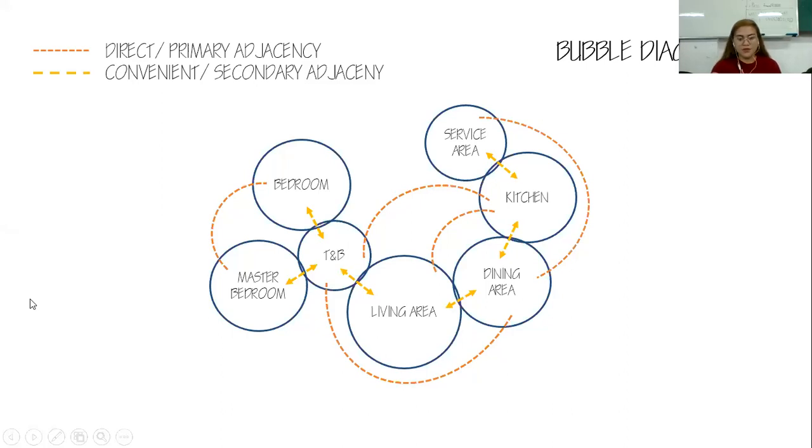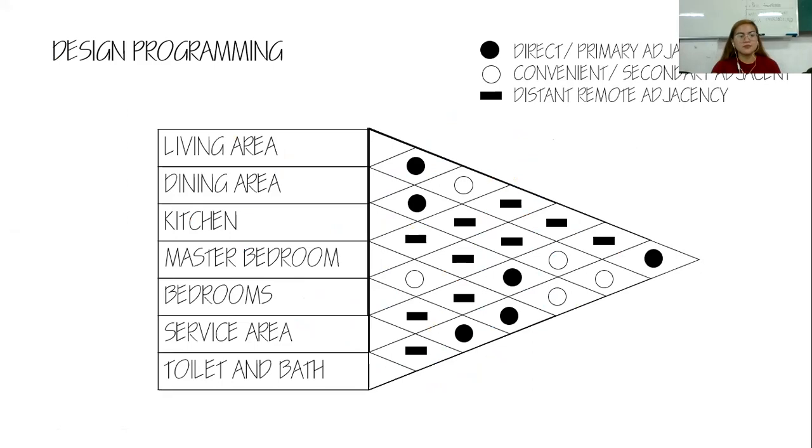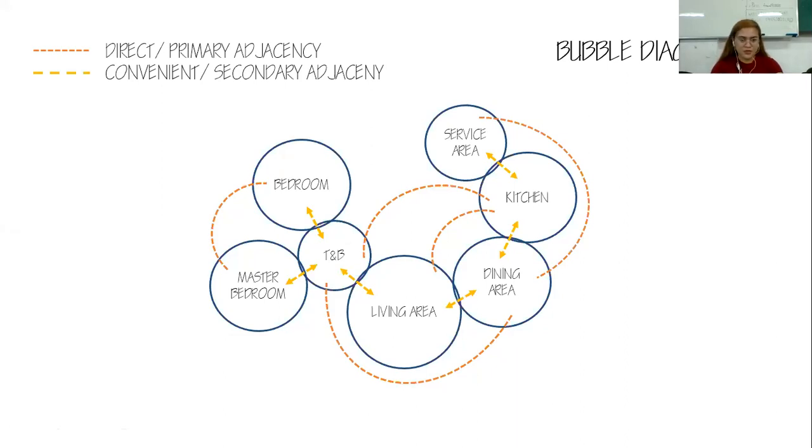Okay, so if we'll make a bubble diagram based on the design program that we have here, this is how it would look like. So basically, you have the spaces. It has spaces and a legend. The legend here is the functional relationship I was talking about earlier. These are the functional areas, and this is their functional relationship. It's usually represented by lines or arrows.